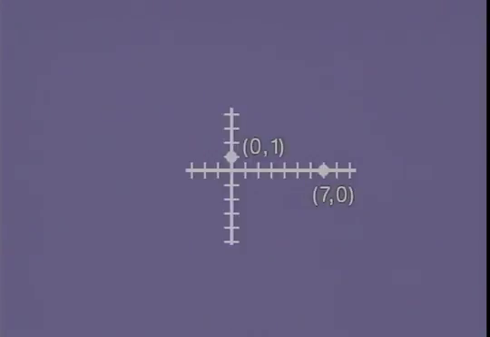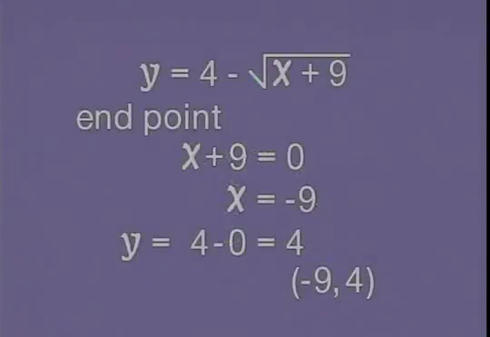The next visual shows us getting the end point. Once again, at the top of the visual, we see the original function, y equals 4 minus the square root of x plus 9, and we look at the end point. The end point occurs when what's inside the square root is 0. So we set x plus 9 equal to 0, and we solve for x. Again, we're back to a very simple linear equation, something we did way back at the beginning. And we get x equals negative 9.